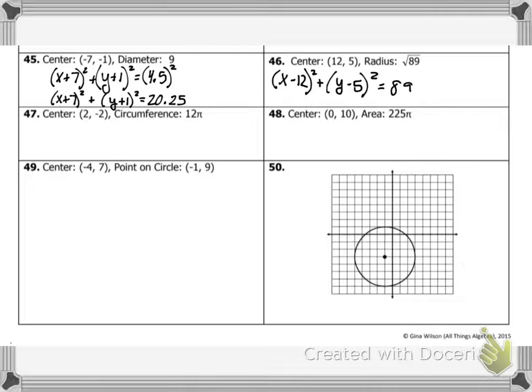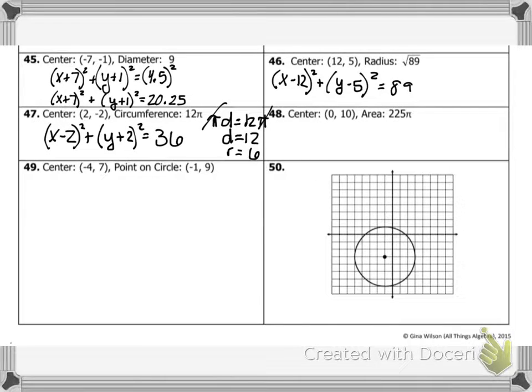Alright, and then number 47, we have a circumference. If you need a circumference, just use pi d. So if pi times your diameter is equal to 12 pi, get that pi out of both sides. Oh, my diameter is 12, people. So my radius is 6. Huzzah! So my equation is (x minus my x) squared plus (y minus a negative 2, which is plus 2) squared equals 6 squared, which is 36. The center is 0, 10.